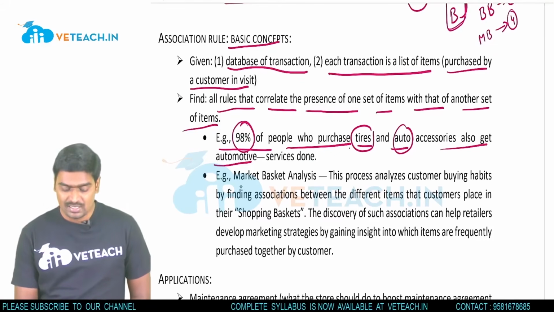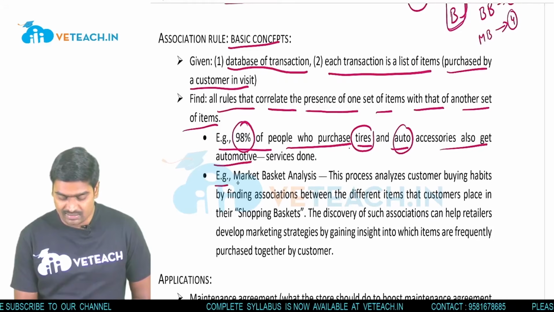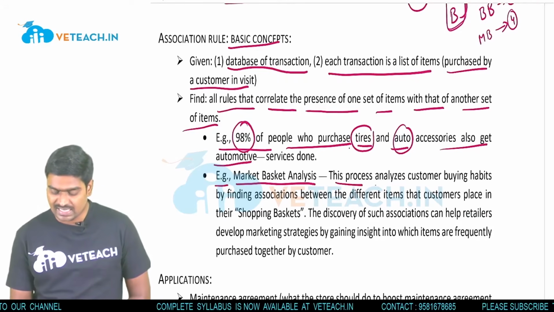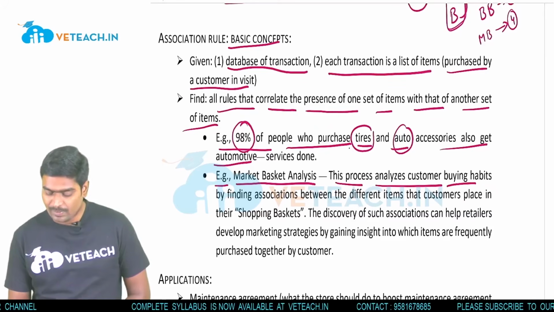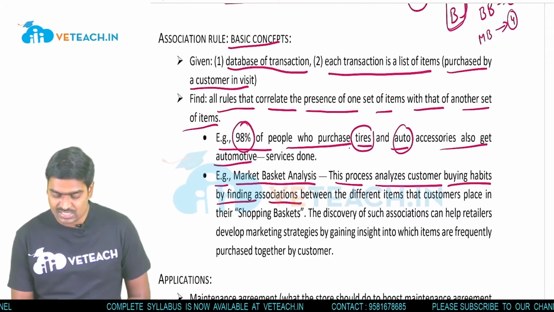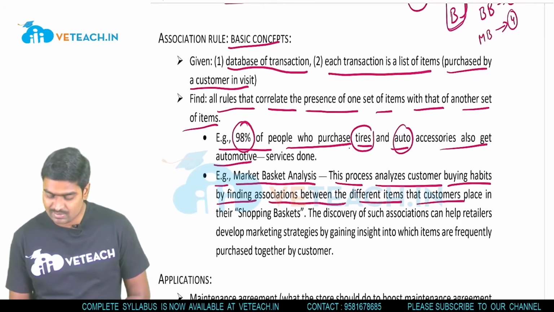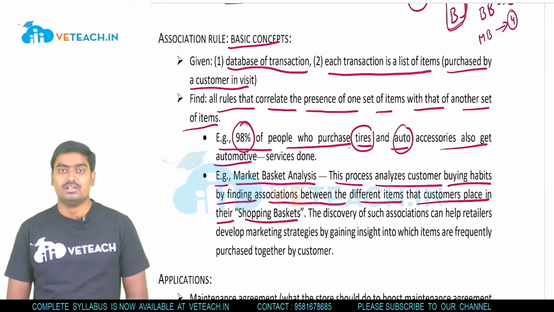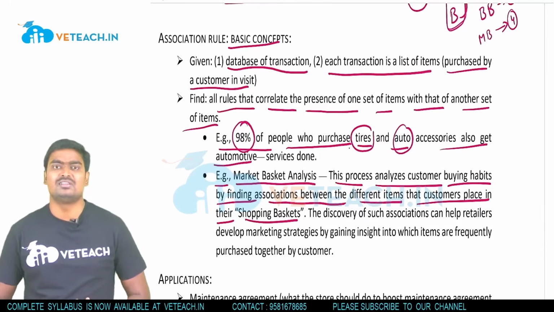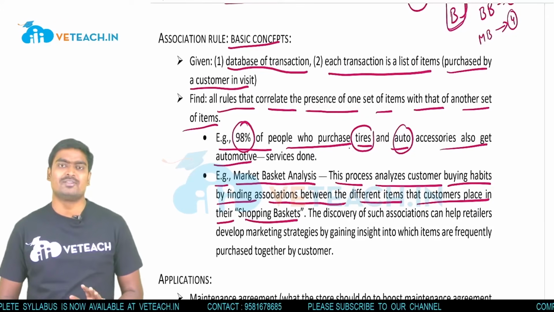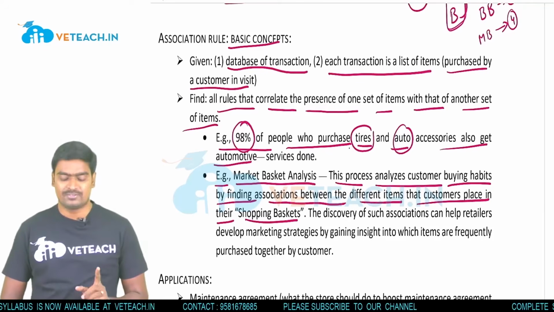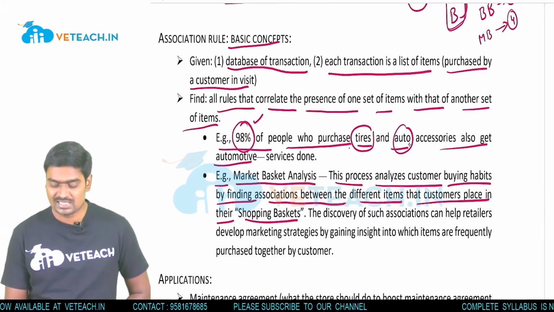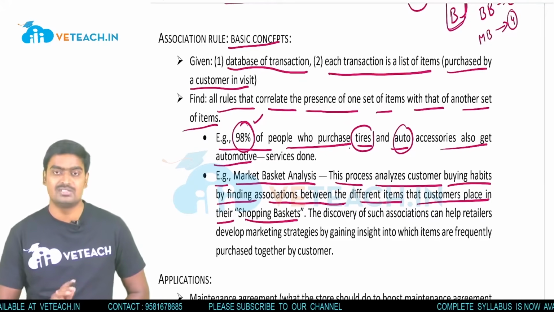Another example is market basket analysis. This process analyzes customer buying habits by finding the associations between the different items that customers place in their shopping baskets. So what are we observing from these two examples? In the first example, 95% of the people who purchase tires and auto accessories also get automotive services done.